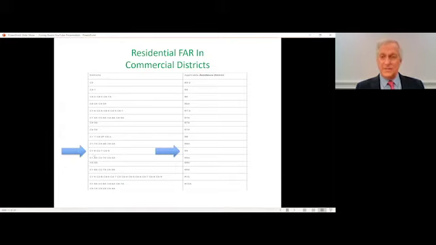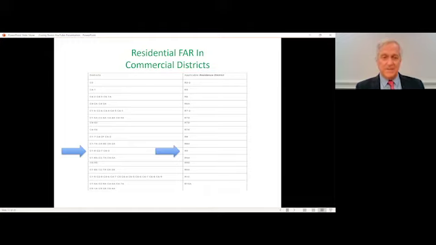You see here the C18. We're in a commercial district. C18, as I said before, we know the commercial FAR is 2. What's the residential FAR? You move over to the right on the blue arrow. Every commercial district is assigned a residential district equivalent. In this case, for a C18, it's R9.